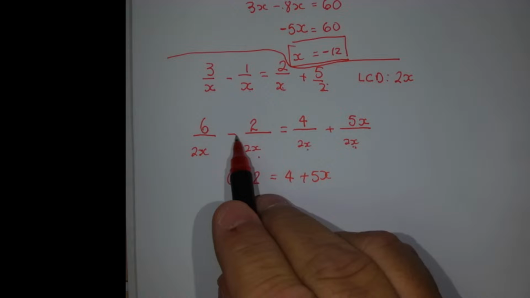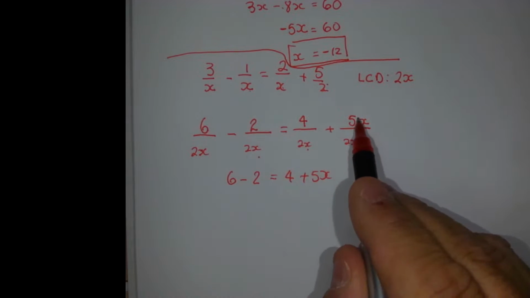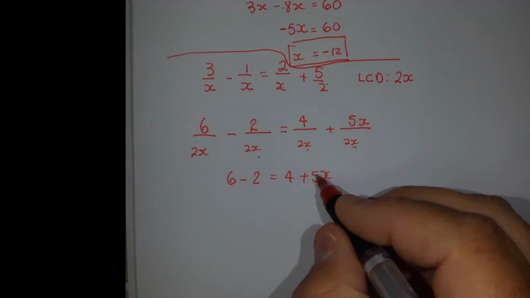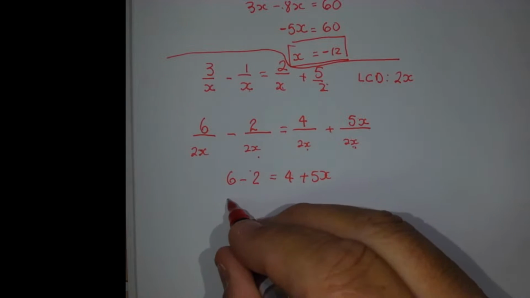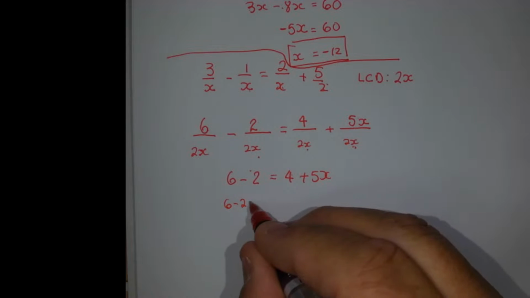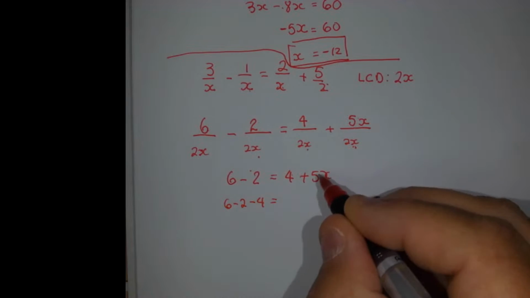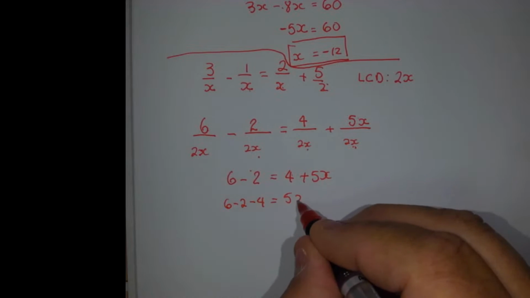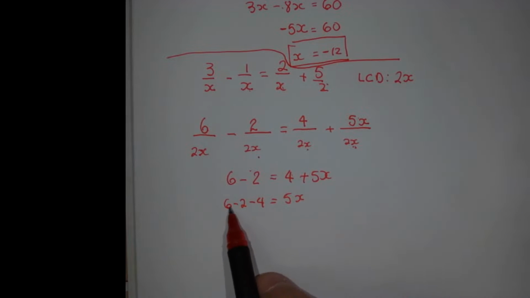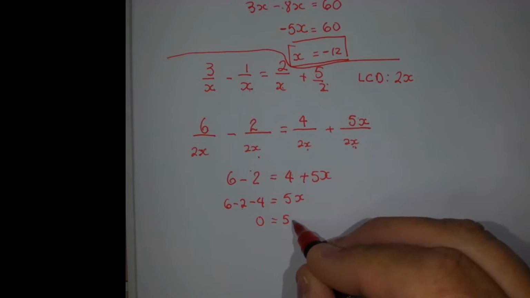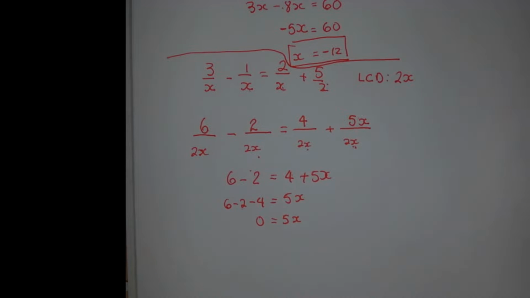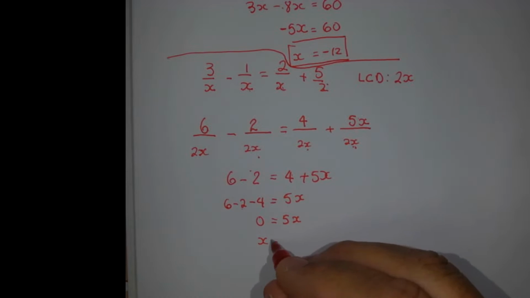So 6 minus 2 equals 4 plus 5x. In this case, I'm going to promote the 4 to the other side, so that will be 6 that was here minus 2 that is here minus 4 that comes from the other side equals 5 times x, and then I work it out. So 6 minus 2 is 4, and 4 minus 4 is 0. So I've got that 0 equals 5x, and there's obviously only one number that you multiply by 5 and give you 0, and that is x equals 0.